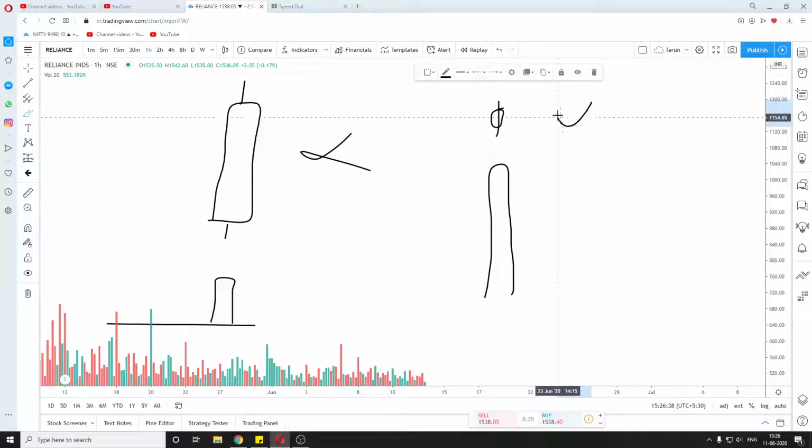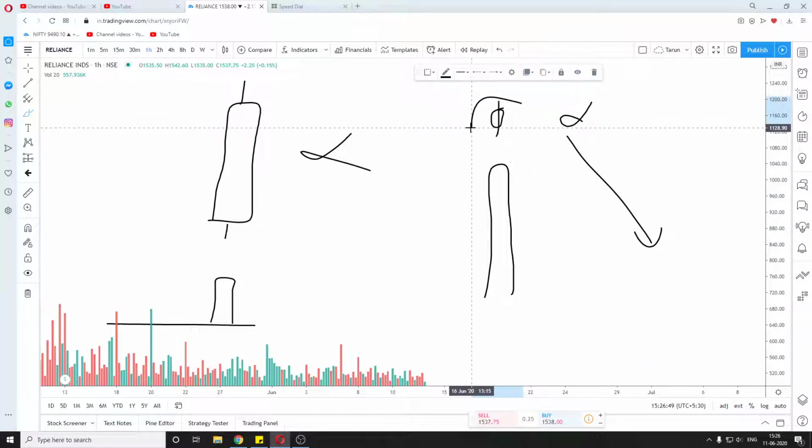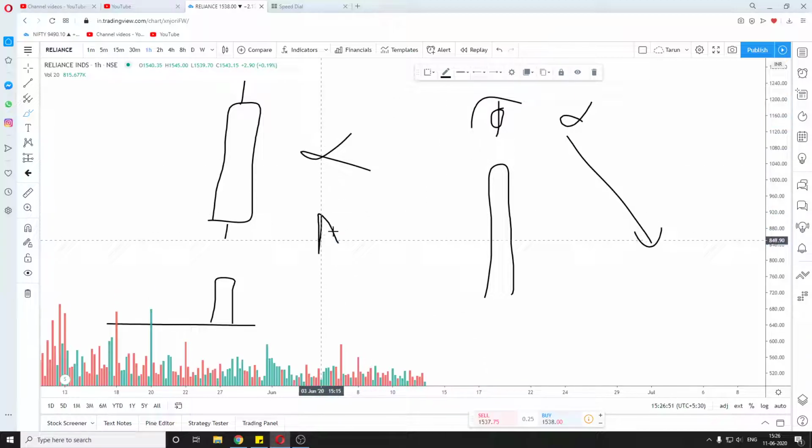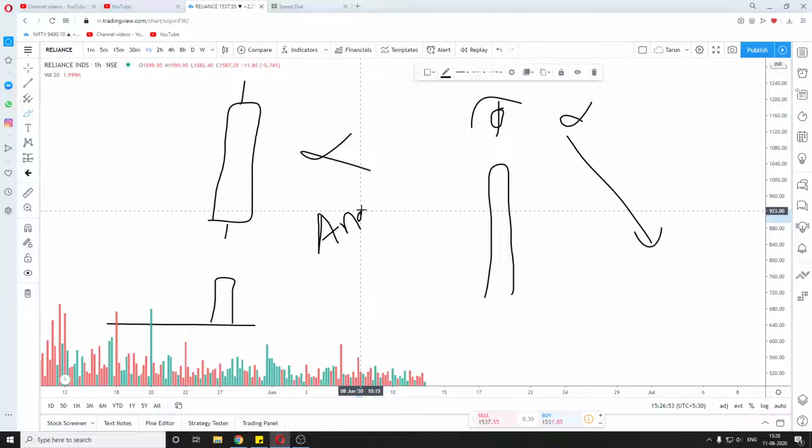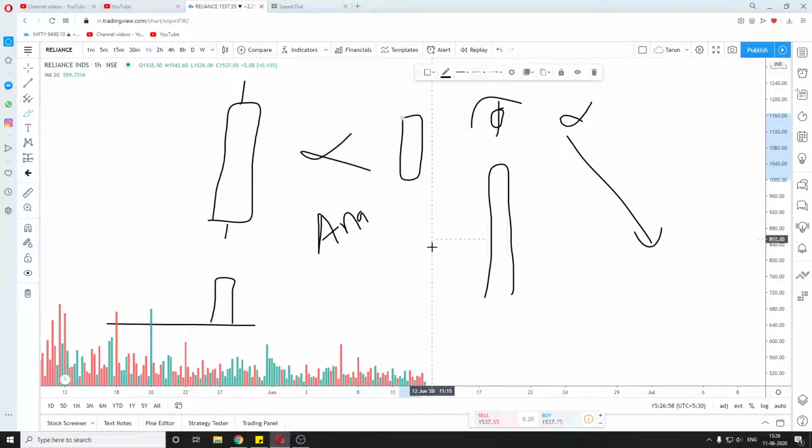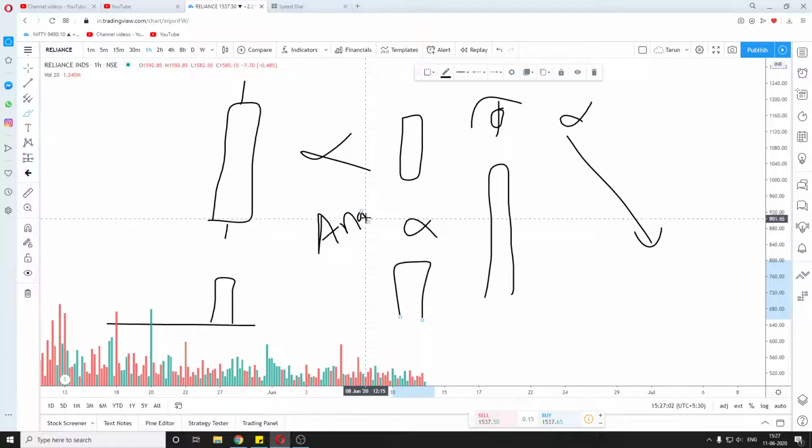This is a negative sign that there is something wrong. It doesn't actually mean that the price is going to come down, but first we call this an anomaly. This means that the candlestick is not matching with the volume below it. So this is an anomaly.